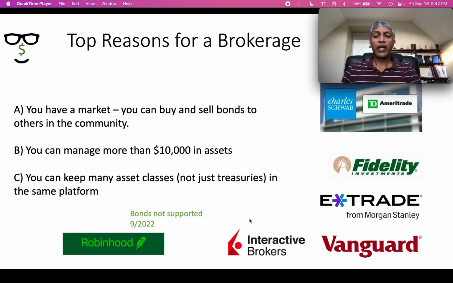And one quick caveat, I'm putting some logos here just so you know what the available brokerages are. This show does not have any affiliation with any of them. Schwab and Ameritrade actually merged. Fidelity, E-Trade, Vanguard, Interactive Brokers, these are all large institutions. They may be the top 5 in terms of brokerages. I did do some research on Robinhood, and to the best of my knowledge, bonds are not supported in Robinhood. There may be an exception in specific cases, but my latest research as of this morning showed that you cannot buy bonds on Robinhood.